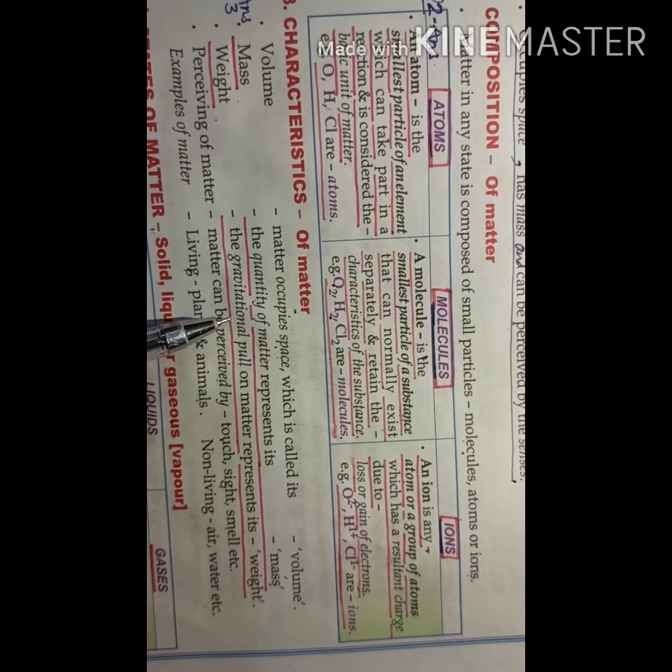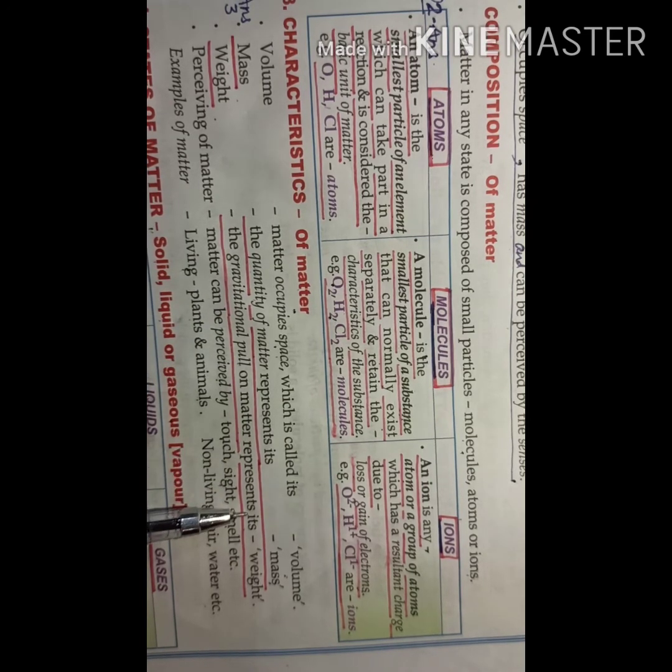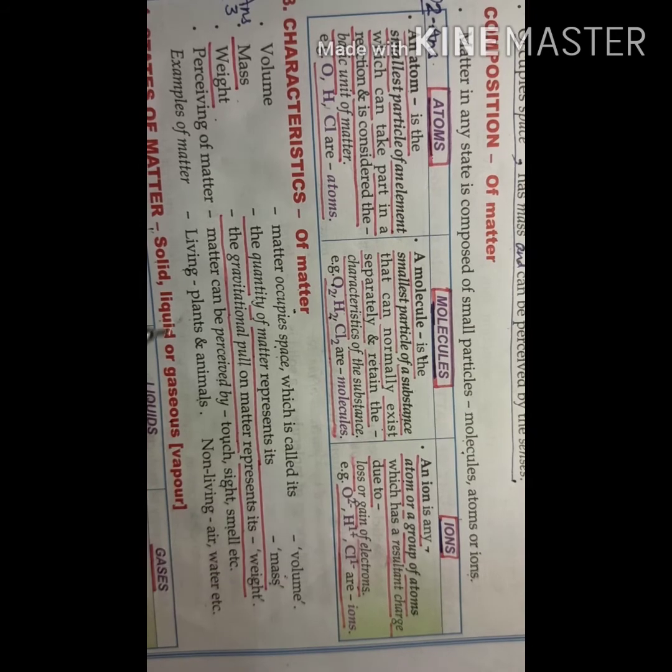And naturally matter has what? Gravitational pull, so it has a weight. The gravitational pull on matter represents its weight. Right? Matter can be perceived by the senses, right?